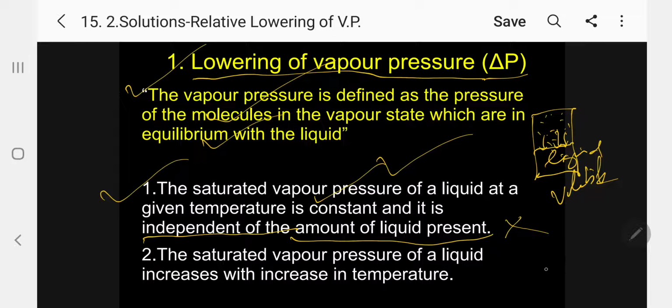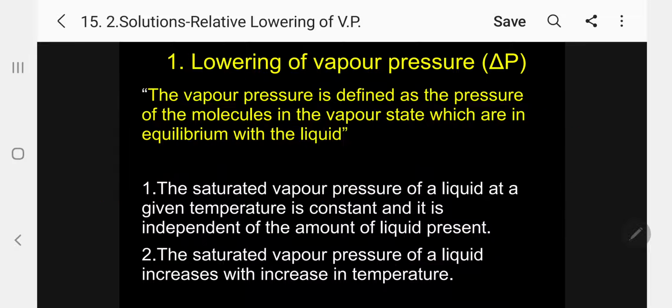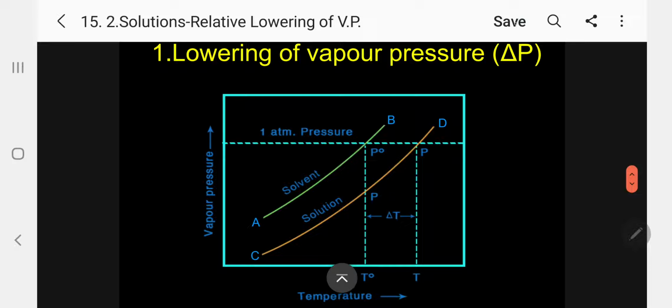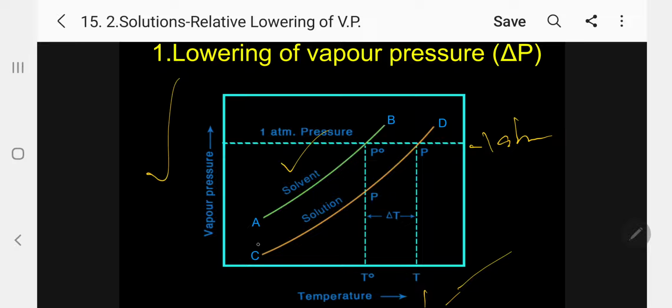Number 2, the saturated vapor pressure of a liquid increases with increase in temperature. Whenever temperature increases, vapor pressure increases, because the liquid gets vaporized, so the pressure of the vaporized molecules increases. Now you can see here, I am plotting vapor pressure versus temperature. This is the 1 atmospheric pressure. AB is the vapor pressure of a pure solvent, and CD is the vapor pressure of the solution. So you can get 3 important pieces of information.